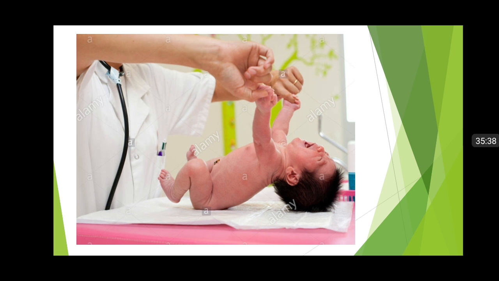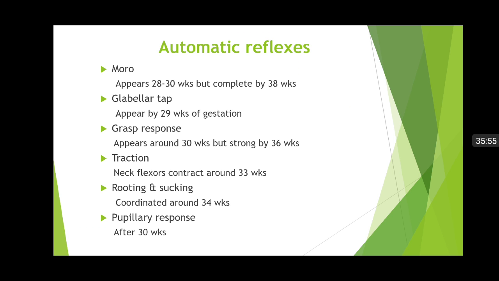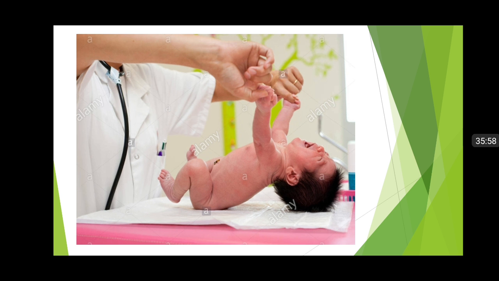Then this is the grasp response. We put a finger in the palm, and on touching the finger to the palm, the baby responds by holding the finger, by grasping it, and this will appear by the age of 30 weeks. But with a strong grasp, a newborn term baby can hold on to two fingers and this newborn can bear its total weight on this particular two-finger grasp. But this mature grasp only appears after 36 weeks of gestation.